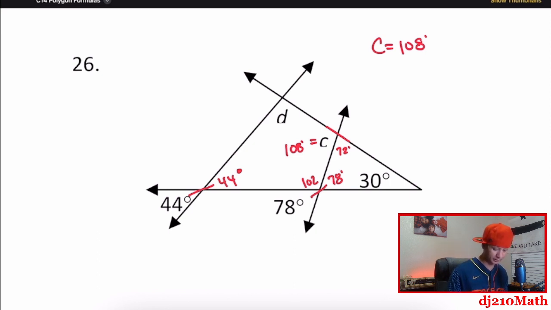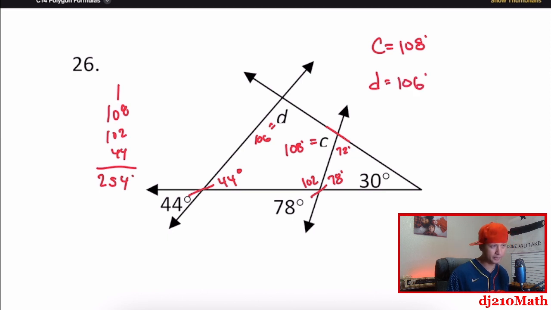To figure out what D is, we have to add up 108, 102, 44. So 254, and then subtract it from 360. So 360 minus 254, D is 106. Now, were there other ways of finding this? Yeah, probably. This is just my reasoning, what I saw.